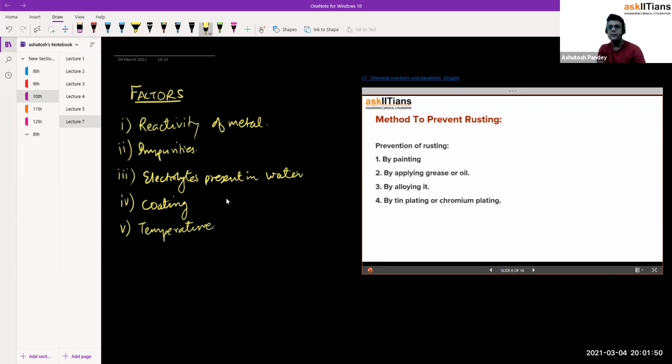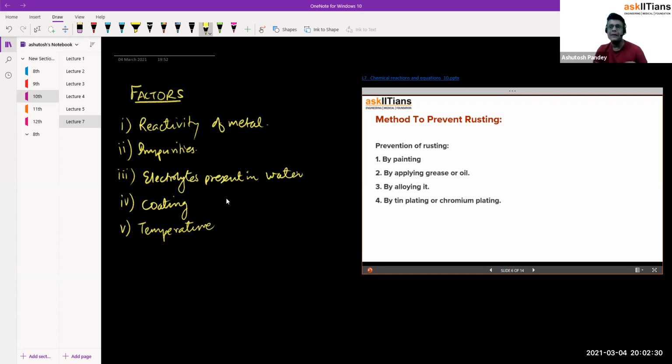Next, methods to prevent rusting. How can we prevent rusting? Because corrosion causes monetary loss to our economy. Year after year, a lot of iron gets corroded, and due to this there is always a monetary loss. That's why we need to prevent rusting. So what are the methods we are going to adopt to prevent rusting?